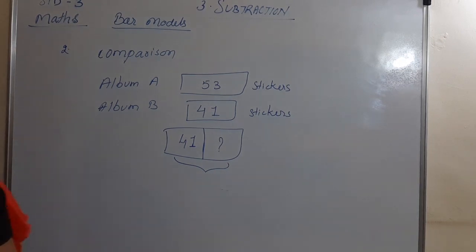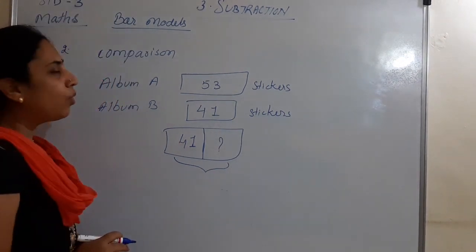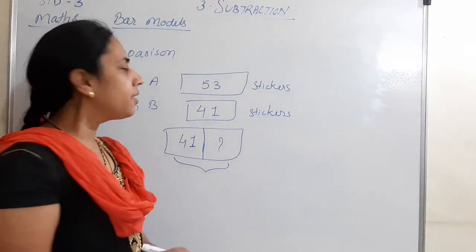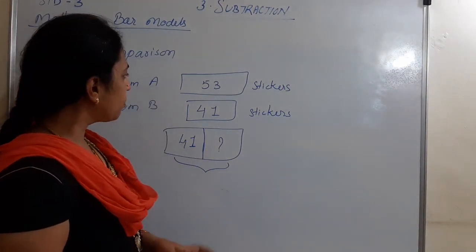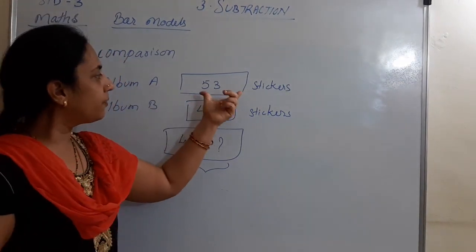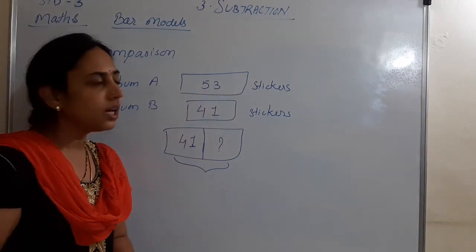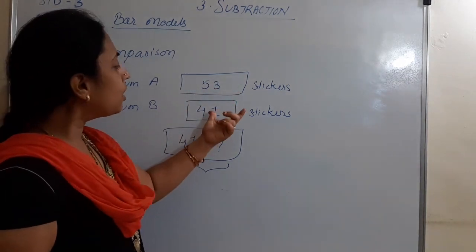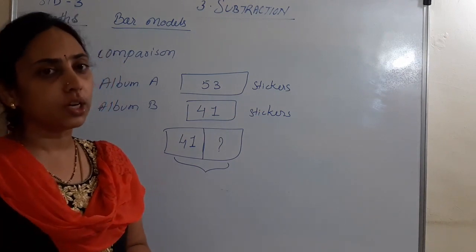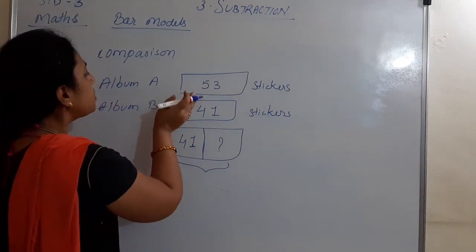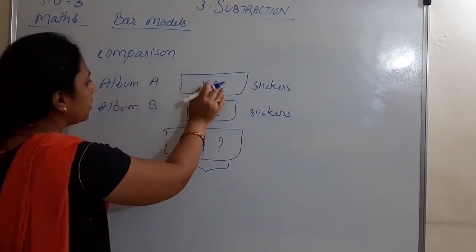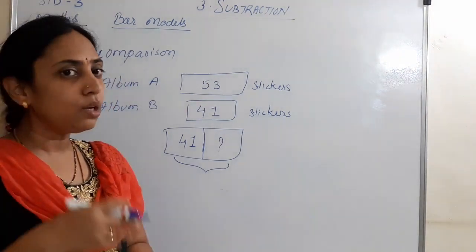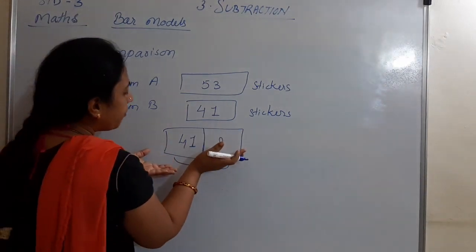Now let us see the comparison sums. One girl, Sushmita, has 2 albums. In one album she has 53 stickers. In another album she has 41 stickers. Now the question is, how many more stickers does she have in her album A? How many more? So we will put all the information together.